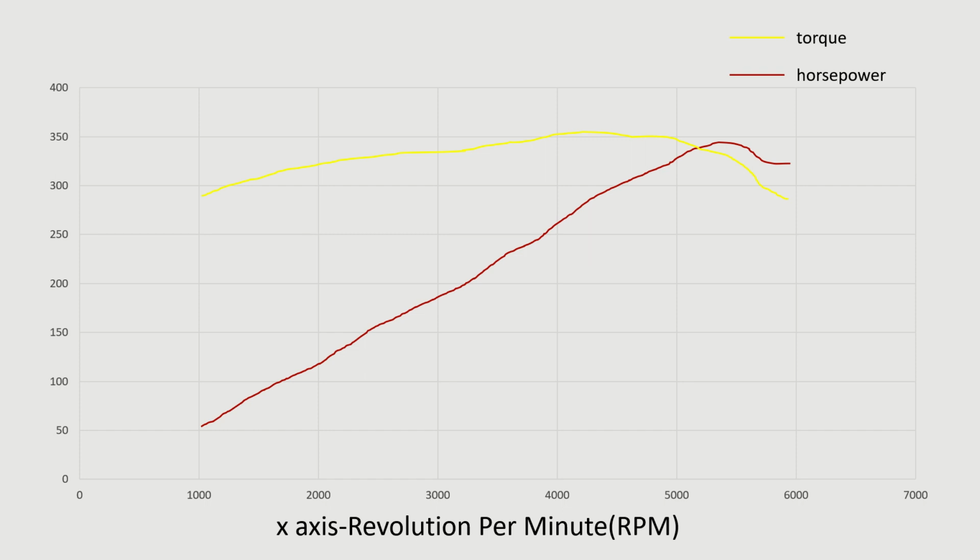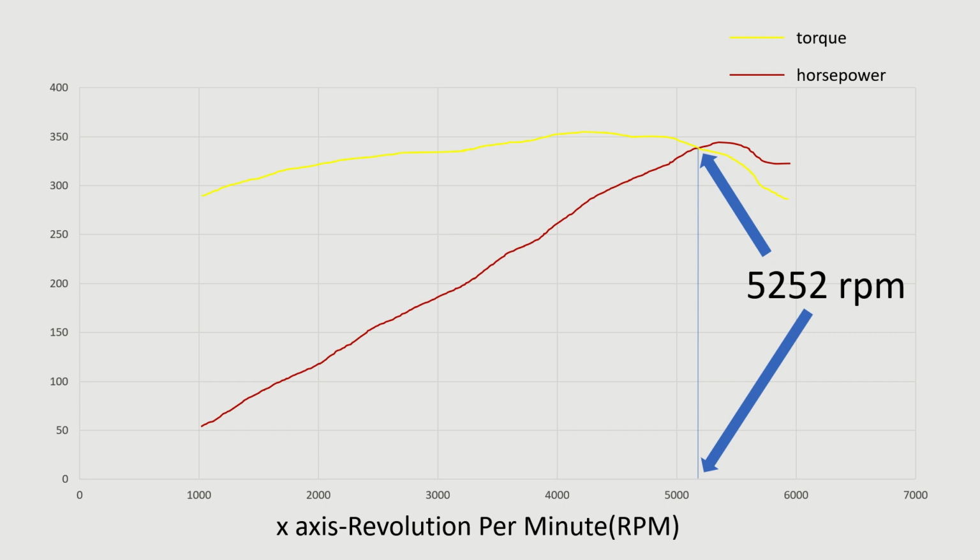Also we see that our curves start from 1,000 RPM to 6,000 RPM, because that is the operating range of the engine. Any lower and the engine will stall, and any higher and we will damage our engine. So we see here that these two curves cross at 5,252 RPM, and they always cross at this point. And we can calculate horsepower, which is equal to torque times RPM divided by 5,252.